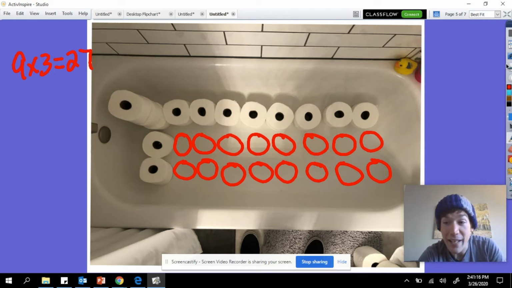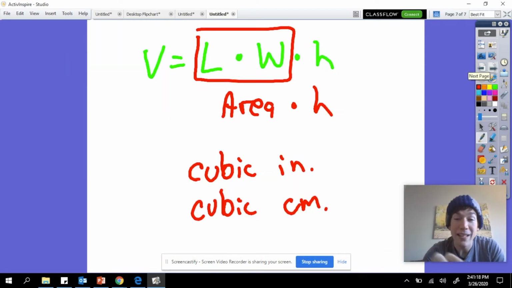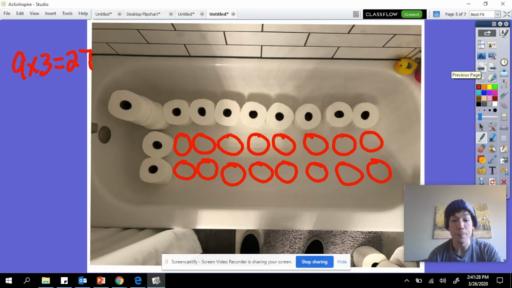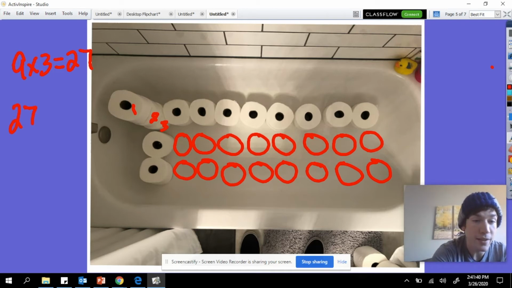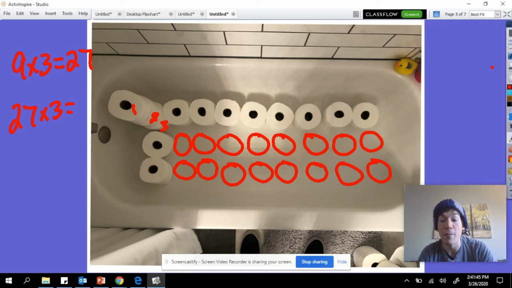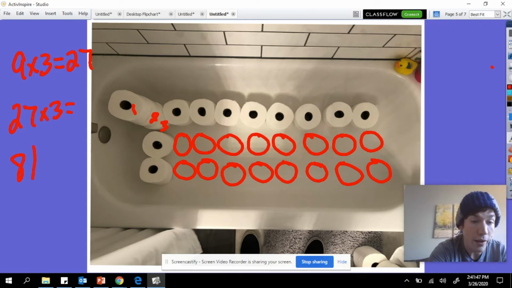Now, if we look back at our math here, that's like taking the length times the width. That's just the bottom portion, the bottom layer. Now, what we've got to think about when we're thinking about volume is we have to think about the height. If we go over here and look at the rolls of toilet paper, you'll notice there's 1, 2, 3 rolls high. So basically what we're going to have to do then is now take 27 times 3, and that's going to give me my grand total, which is 81 rolls of toilet paper.